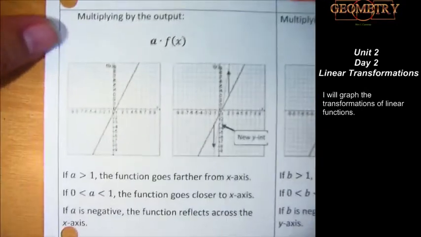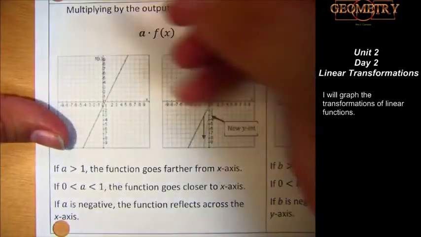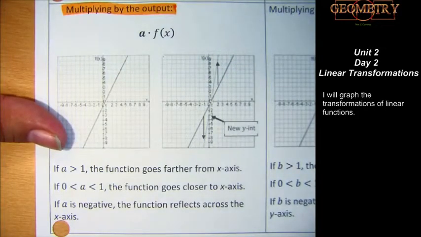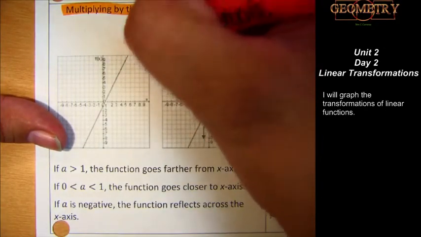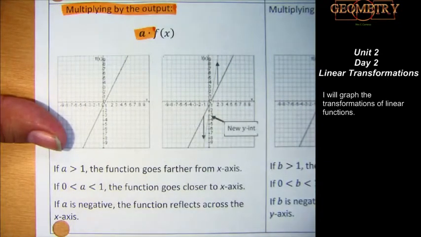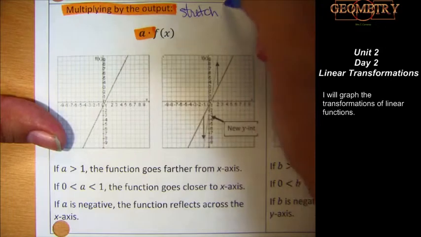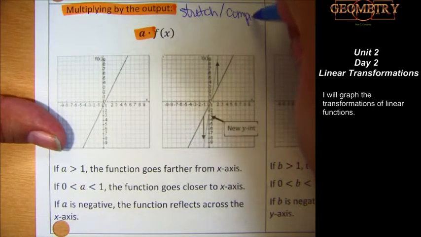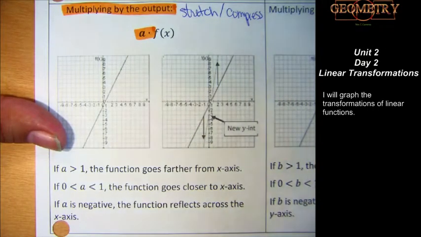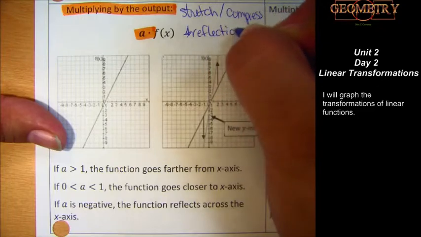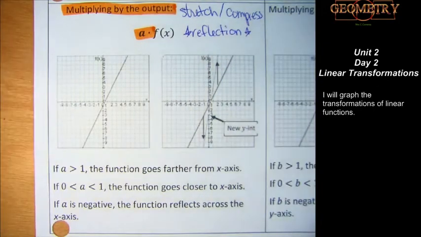Okay. Come over to the output. When we multiply by the output, so notice now our function reads some number times our function. This is going to cause some sort of stretch or compress, and the number we're multiplying by will decide whether it's a stretch or compress. It also controls whether we have any kind of reflection happening or not. Okay, so here's what's happening.